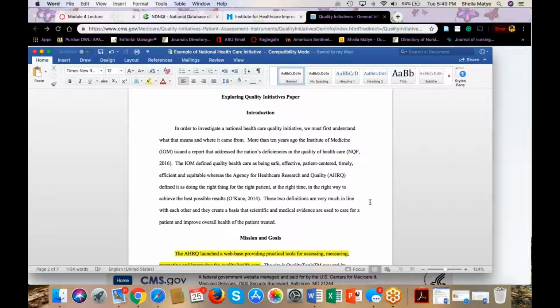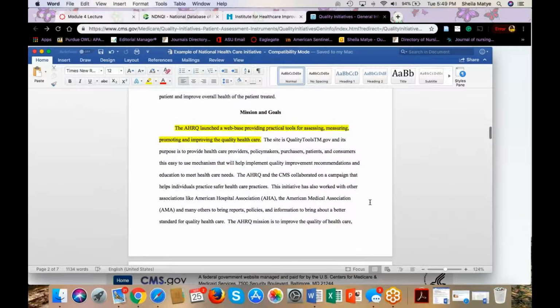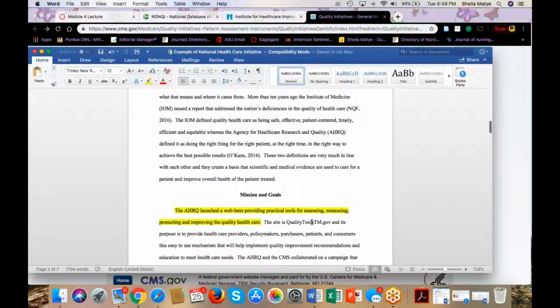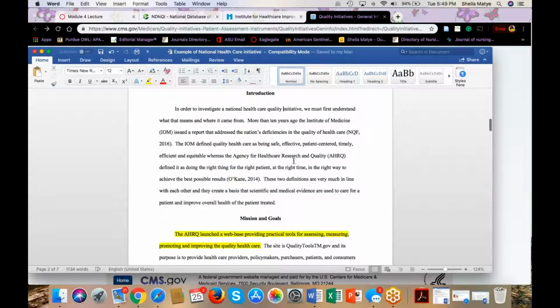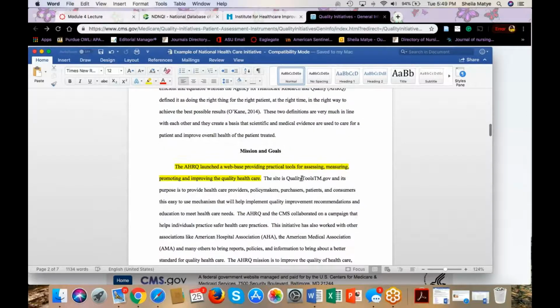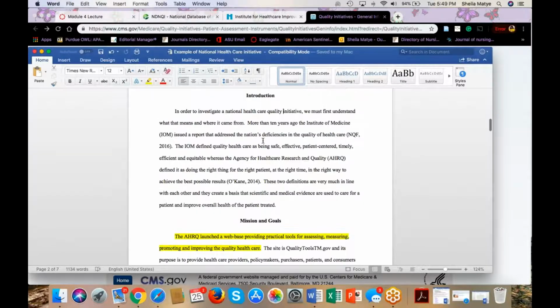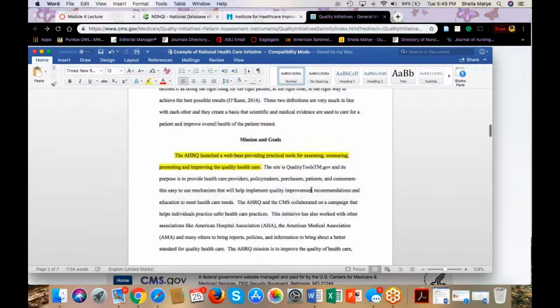Mission and goals. So here's some mission stuff and some goal stuff. Here's the site now. So could I say that they captured that, even though it's not under the introduction? Sure, I could. I would give them credit for that. Do you see that? Where are you looking? Under mission goals, the site is qualitytoolstm.gov. Okay, so it's right there.